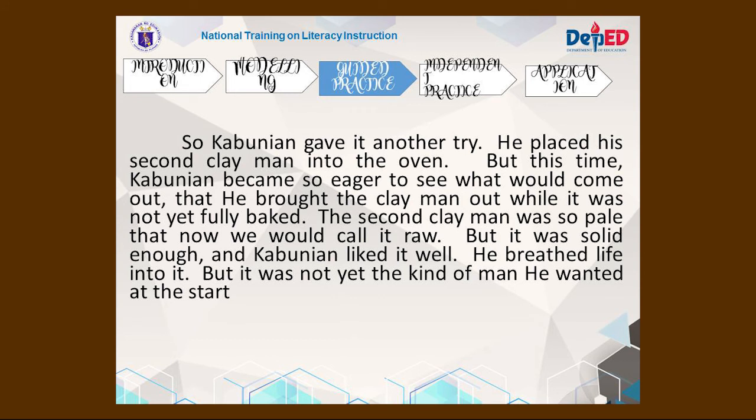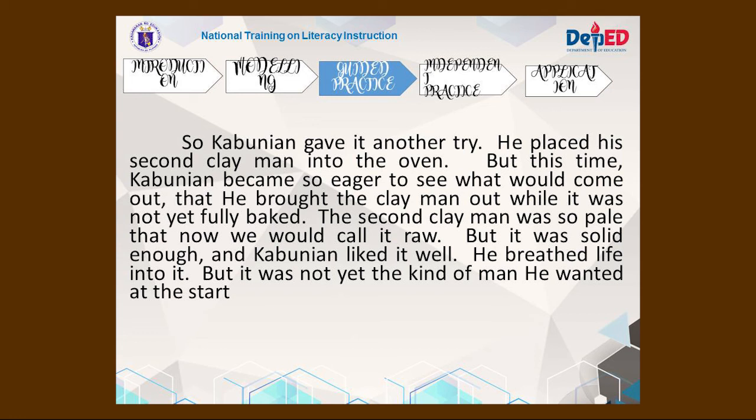So, Kabunian gave it another try. He placed his second clay man into the oven. But this time, Kabunian became so eager to see what could come out that he brought the clay man out while it was not yet fully baked. The second clay man was so pale that now we could call it raw, but it was solid enough, and Kabunian liked it well. He breathed life into it, but it was not yet the kind of man he wanted at the start.